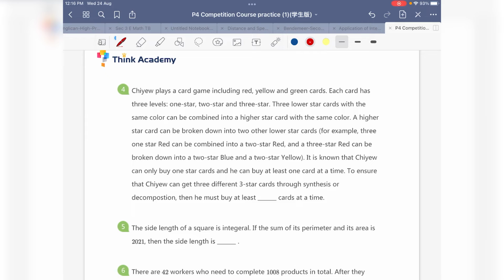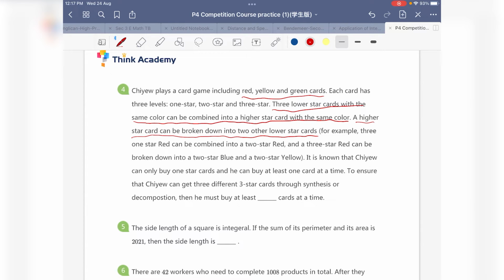Now, Chi Yew plays a card game, alright, that's teacher Chi Yew. Plays a card game including red, yellow, and green cards. Each card has 3 levels, 1 star, 2 star, and 3 star. Now, 3 lower star cards with the same color can be combined into a higher star card with the same color. A higher star card can be broken down into 2 other lower star cards. So, for example, 3 one-star red can be combined into a 2 star red. And a 3 star red can be broken down into a 2 star blue and a 2 star yellow.